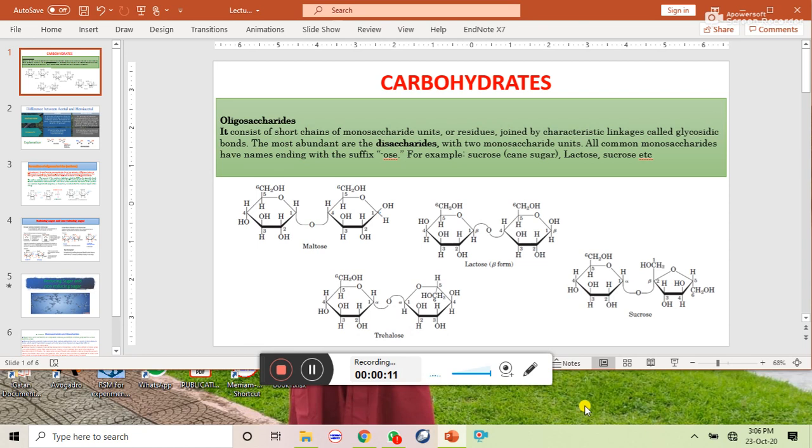The second classification of carbohydrates is oligosaccharides. It consists of short chains of monosaccharide units joined by a characteristic linkage called glycosidic bond. Here you can see two units of glucose combined together to form maltose. Likewise, we have other examples such as lactose, sucrose, etc.